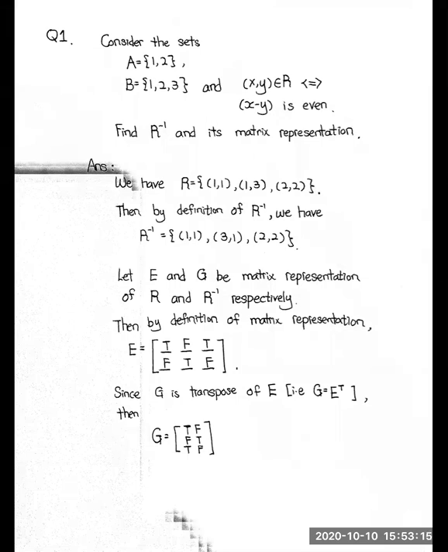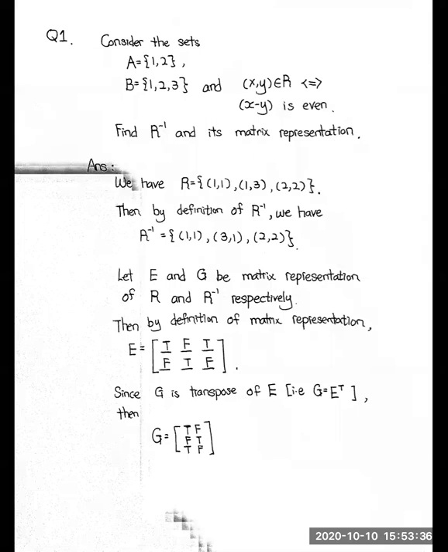Question 1. Consider the set A is a collection of elements 1 and 2, and B is 1, 2, 3. We define the relation as follows: (X, Y) is in R if and only if X minus Y is even. Now our task here is to find R inverse and its matrix representations.